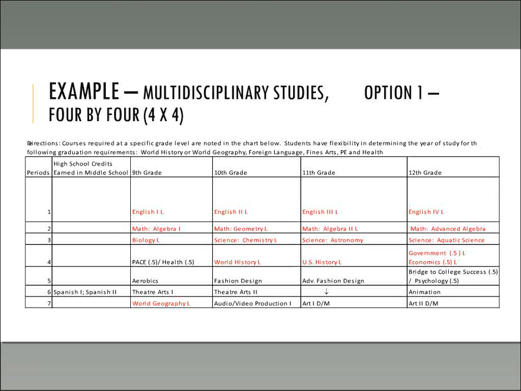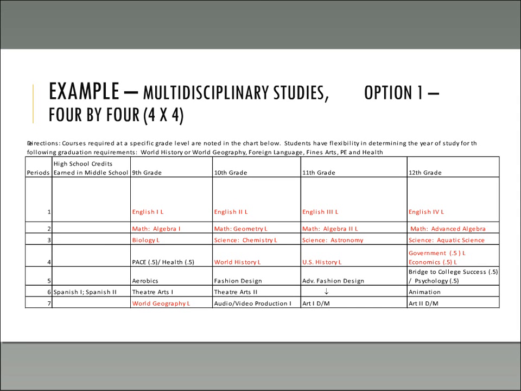The last endorsement example that I want to cover is multidisciplinary studies. And this student is under option 1, the 4x4. So you can see here, if you take a look at all of the courses that are in red, and then notice that this student again has multiple endorsements. They've earned the 4x4 by taking 4 English, 4 math, 4 science, 4 social studies.